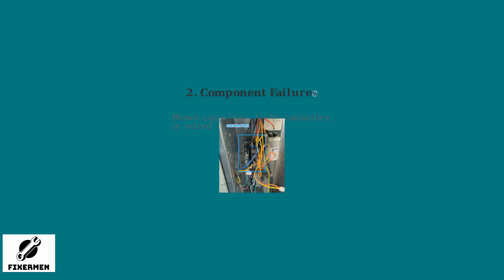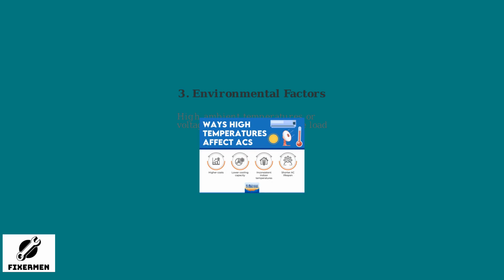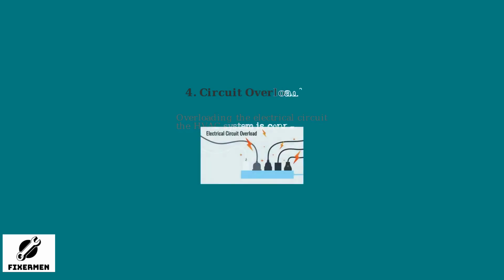Component failures, such as blown capacitors, faulty contactors, or a seized compressor, can also trigger the E5 code by causing excessive current draw. Environmental factors like high ambient temperatures that increase the system's load, or voltage fluctuations, can contribute to triggering the E5 error. Overloading the electrical circuit that the HVAC system is on can also cause an E5 error by exceeding safe current thresholds.